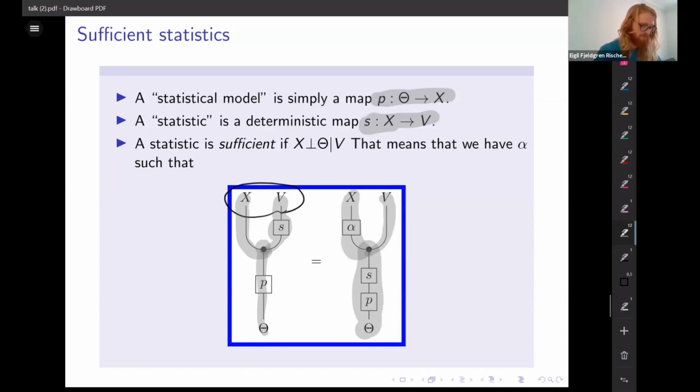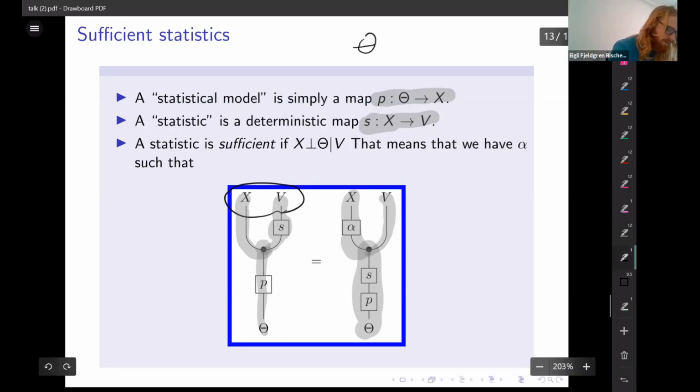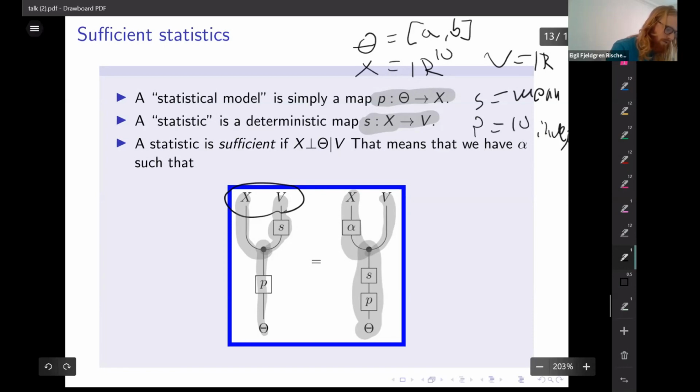So, maybe the simplest example is like your theta is real numbers, and your model is: I take 10 samples of a normal distribution with mean theta, and then S calculates the mean. So theta is maybe some interval of real numbers, X is R to the 10th, and V is R, and S is the mean, and P is 10 independent Gaussians with mean theta and some constant variance, let's say 10.